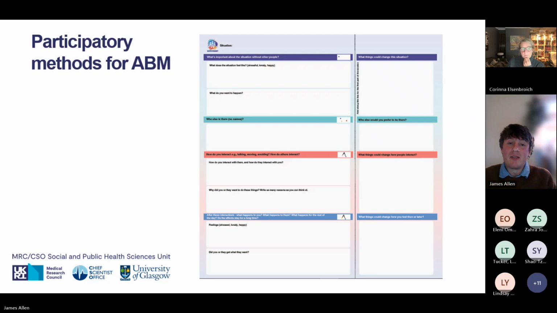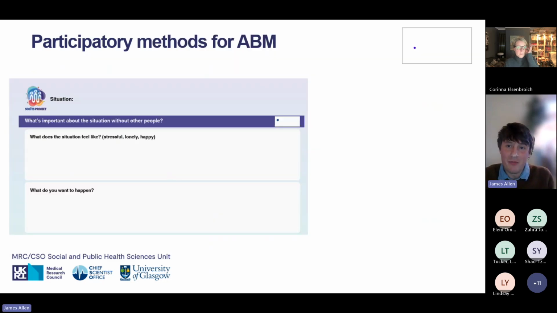So we developed an interaction sheet based on the ideas that Corinna was sharing originally, this idea that in an agent-based model, you have an environment and then you have some agents and then they do stuff. And so here we basically ask, what's your environment like when nobody's around? Who else is there? What are the agents? How are people interacting? And what are the consequences of that?